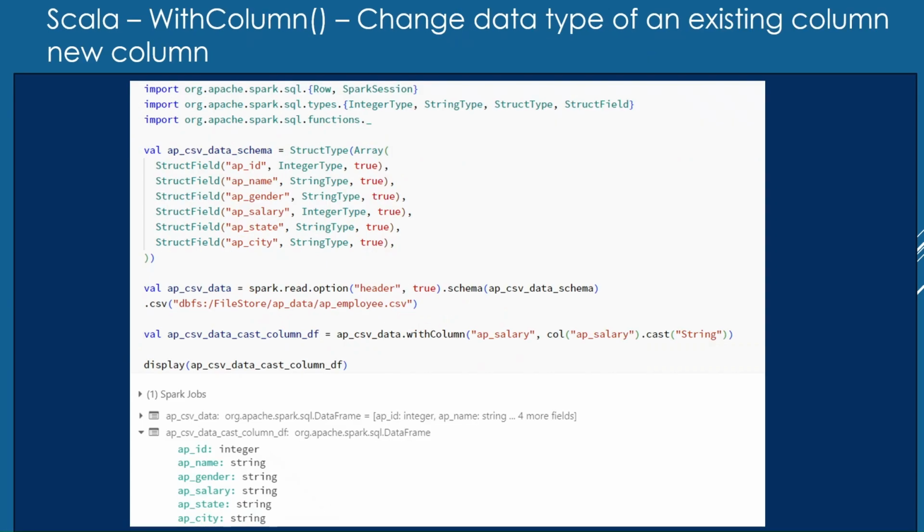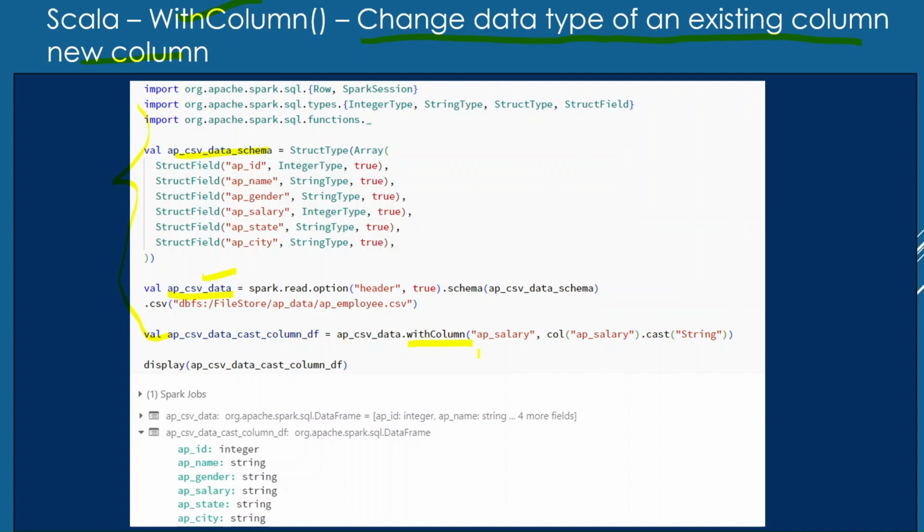In this exercise, I'm going to show you how to change the data type of an existing column with the help of a new column. Suppose we have a column of integer type, and we want to convert the data type to string type. With the help of the withColumn function we can do it. I'm doing the same thing till here, reading the CSV file and creating a data frame based on a custom schema.